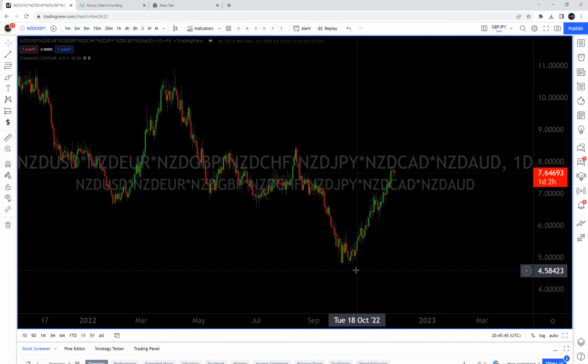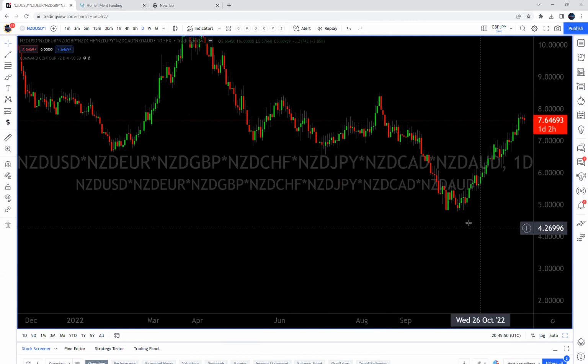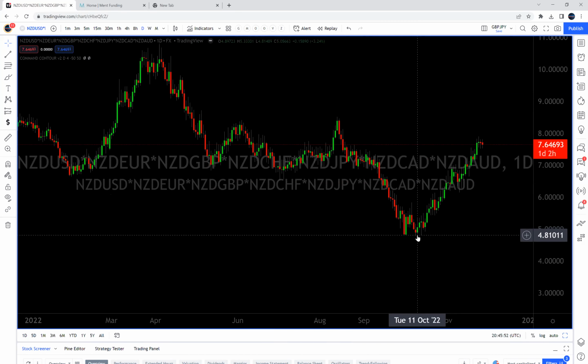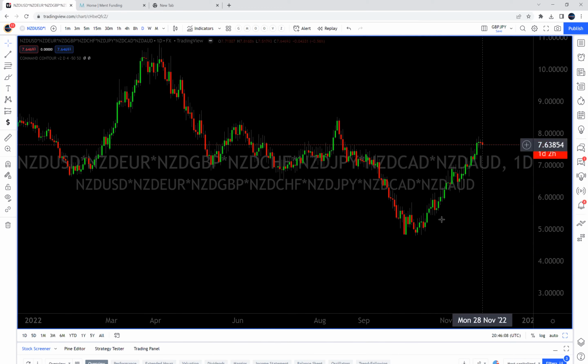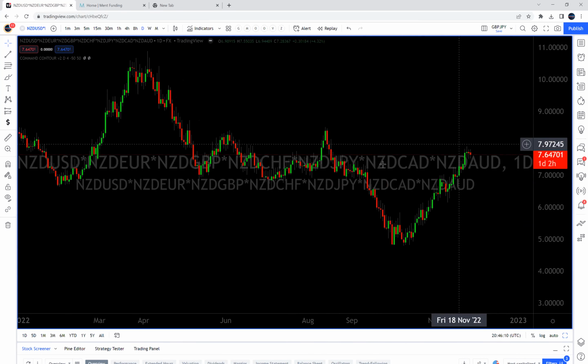Now there is a fundamental reason why this is going up. Literally you could go to this date right here and go to Google and type in the 11th of October NZD currency, and you should be able to find an article that gives some idea as to why the NZD has started to rise like that. Okay, so just keep this in mind that the NZD is going up.